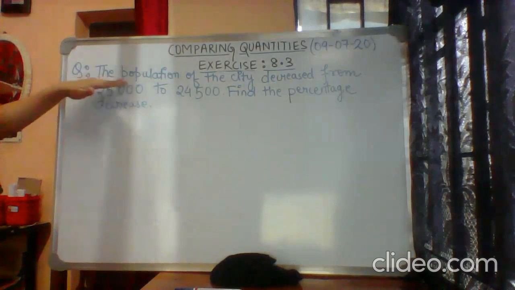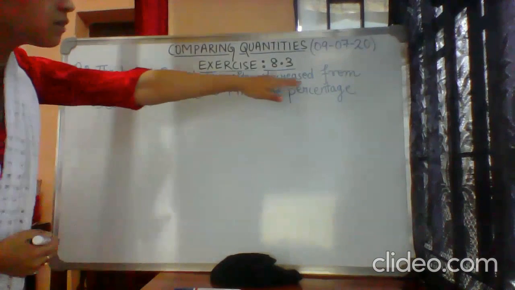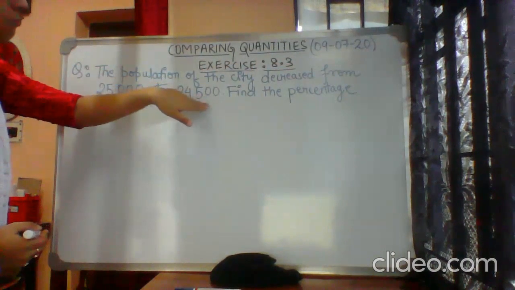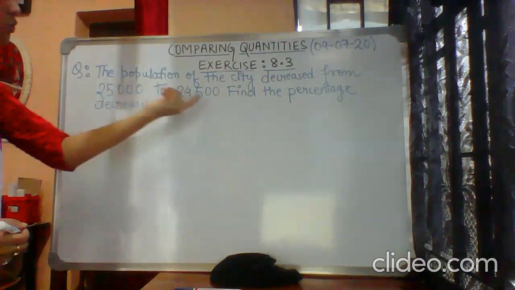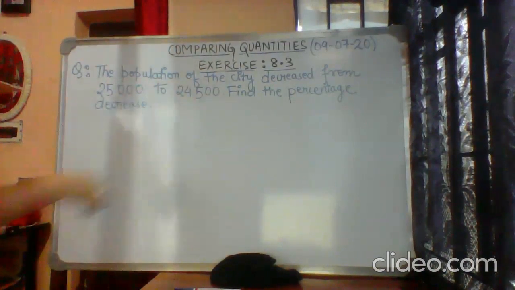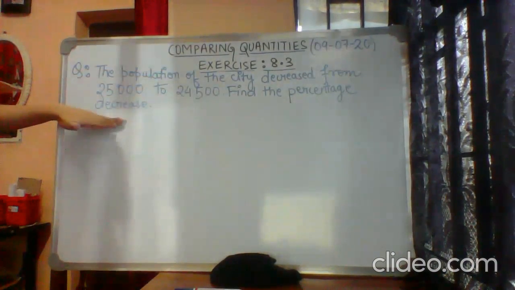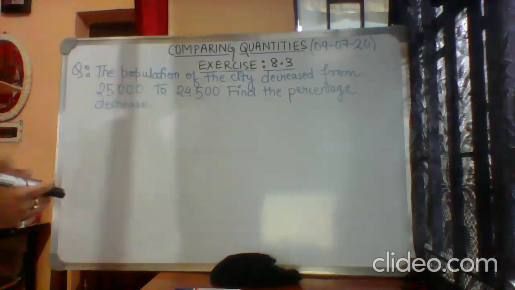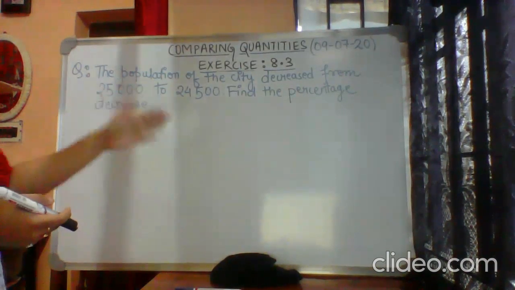So here is the question. The population of the city decreased from 25,000 to 24,500. So the population of the city is decreasing from 25,000 to 24,500. Find the percentage decrease. Since a decrease is there, they have asked us to find the percentage decrease. So what we know: decrease percentage means decrease amount divided by initial amount into 100.